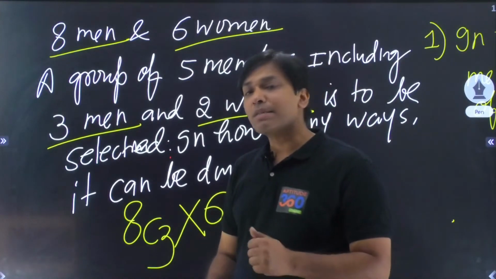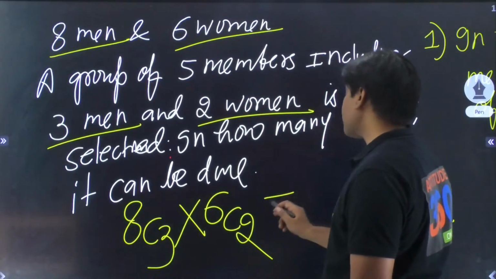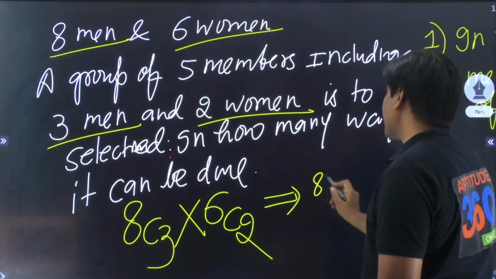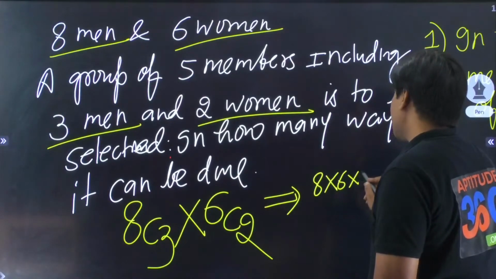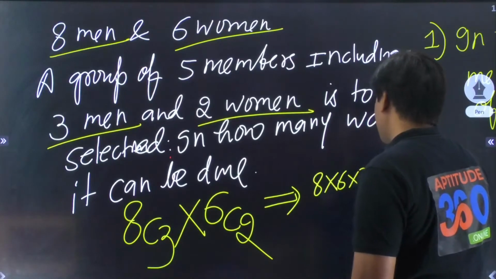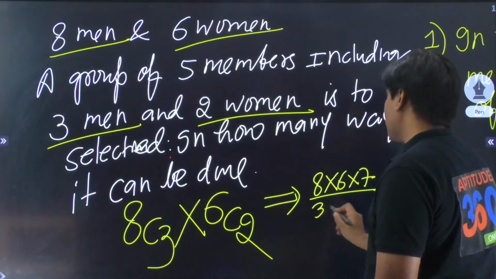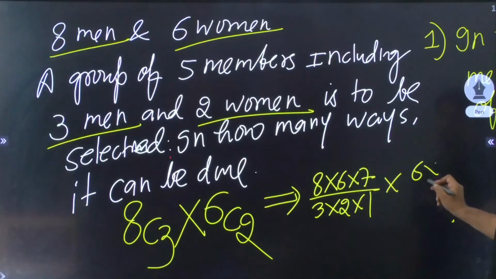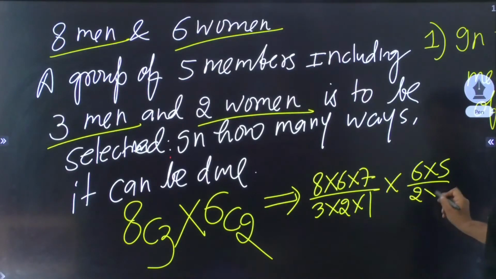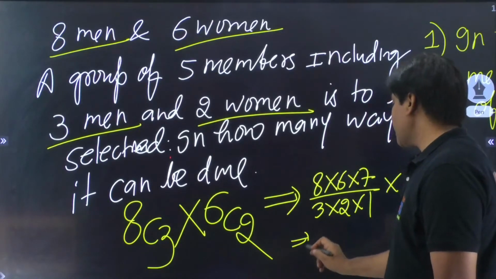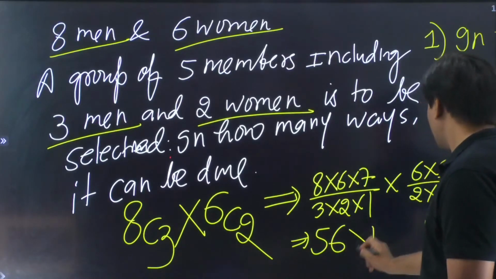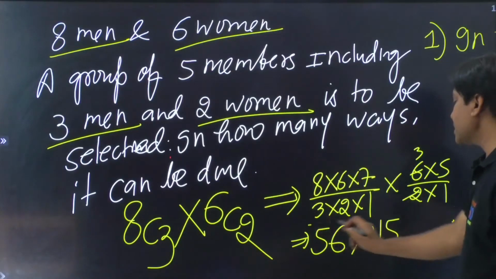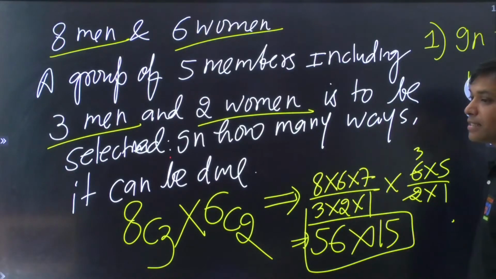और अगर आपको इतना समझ में आ गया तो आप इसके आगे सिंप्लीफाई करोगे. 8C3 is 8 into 7 into 6 divided by 3 into 2 into 1, and then 6C2, which is 6 into 5 divided by 2 into 1. So this comes out as 56, we just found out, and this is 15. So don't you think 56 into 15 is going to be the right answer?